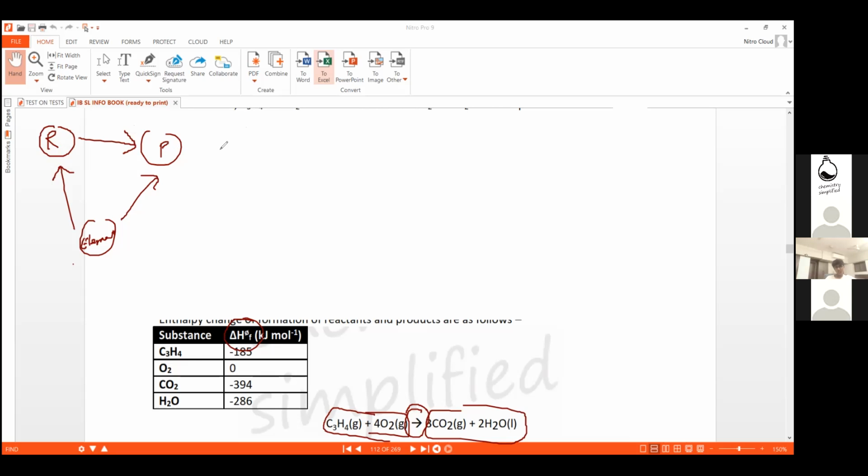So I will just write my cycle here for this particular equation. My reactants for the equation are C3H4 plus 4O2, arrow, 3 carbon dioxide and 2 water. So that's the 2 corners on one side.